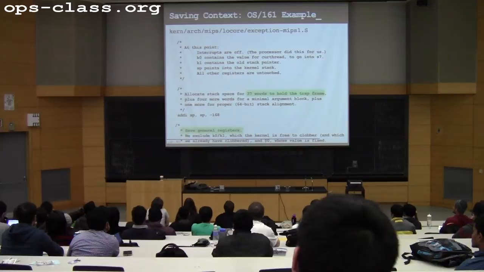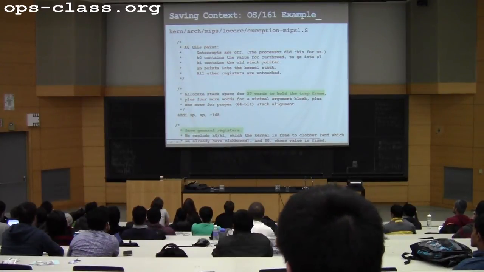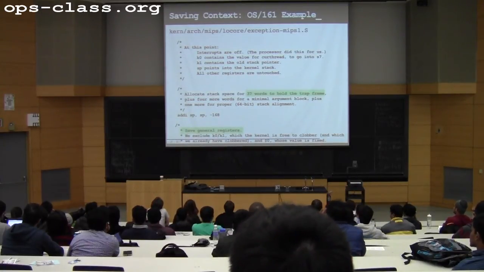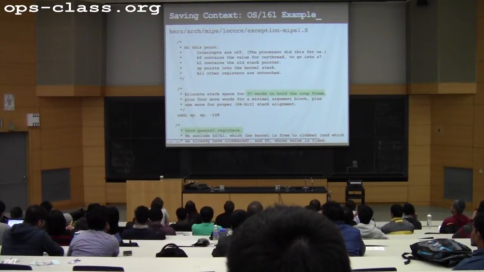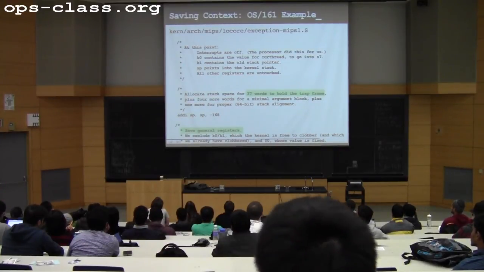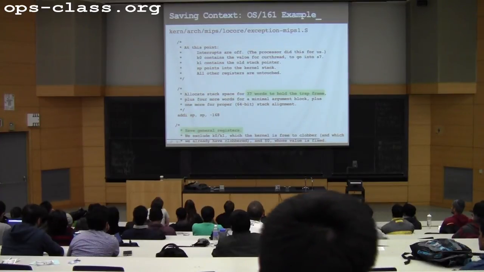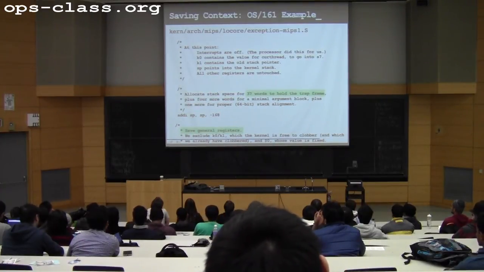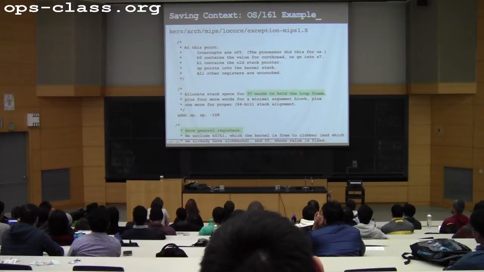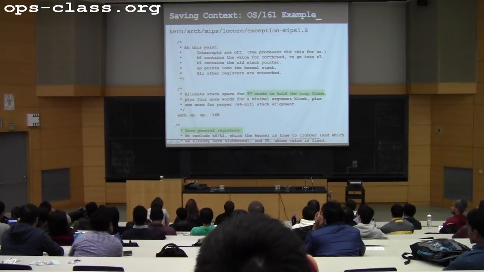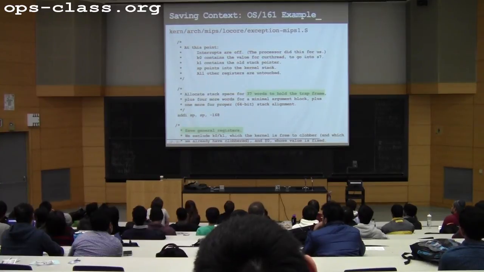He says, okay, interrupts are off, right? The processor disables interrupts as part of the process of handling an exception, right? Okay, so K0 contains the value for cur thread. Not exactly sure what that means. K1 contains the old stack pointer. I think this is stuff that gets done right above this. And the stack pointer points to the kernel stack.